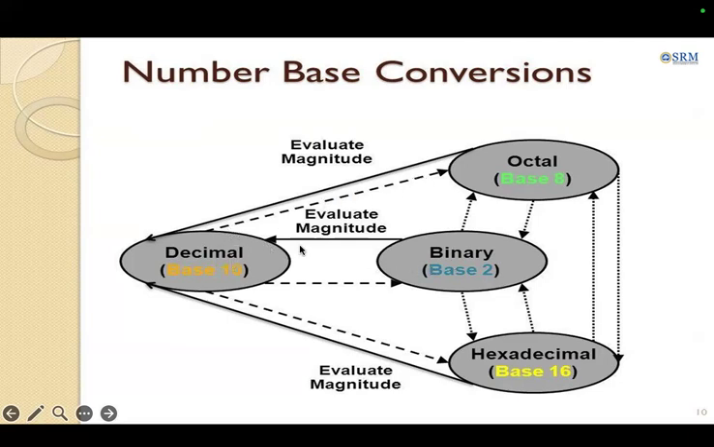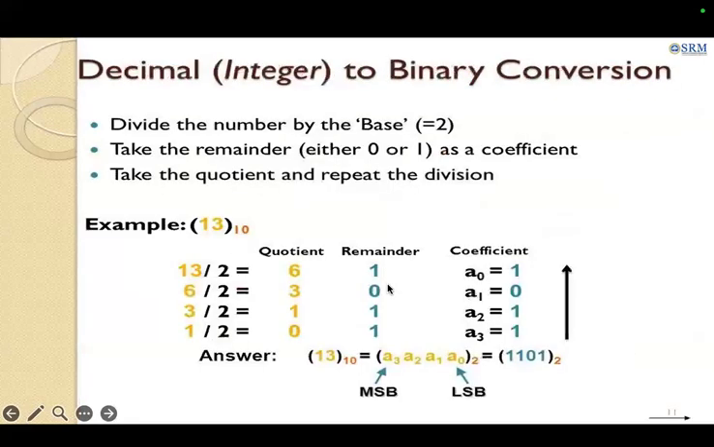Similarly, binary to decimal, you can evaluate its magnitude. And for hexadecimal, hexadecimal to decimal direct conversion is possible. Decimal to hexadecimal you have to convert indirectly. Similarly, binary to hexadecimal can also be done through the decimal number system. So the different relationships between the conversions of octal, decimal, binary, and hexadecimal have been given here.